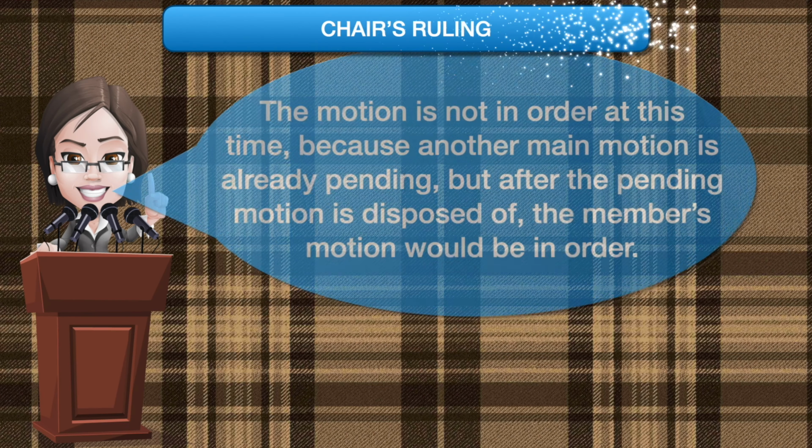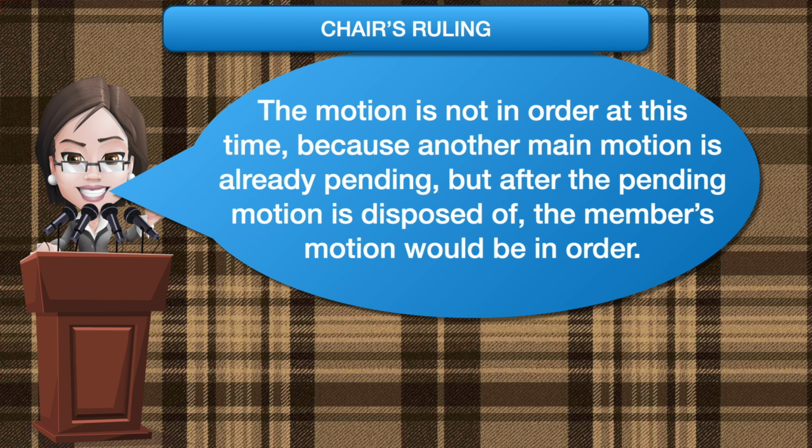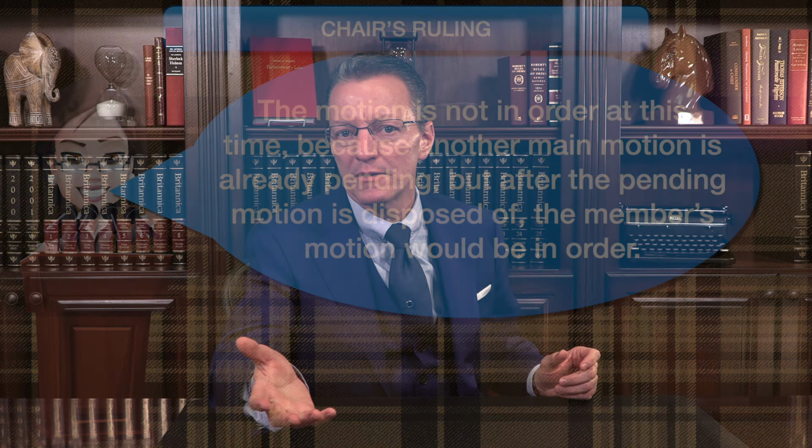Well, the chair must provide a reason for the ruling, and the ruling might make sense. For example, the chair might say, "The motion is not in order at this time because another main motion is already pending, but after the pending motion is disposed of, the member's motion would be in order." In this case, you would simply wait until the pending motion is disposed of before making your own motion.